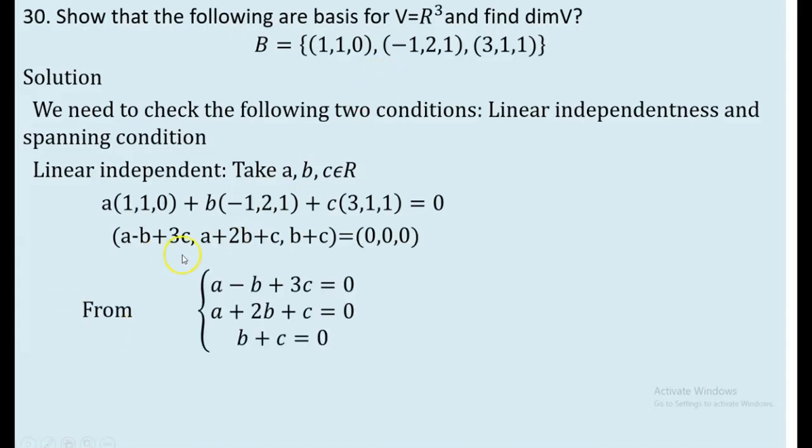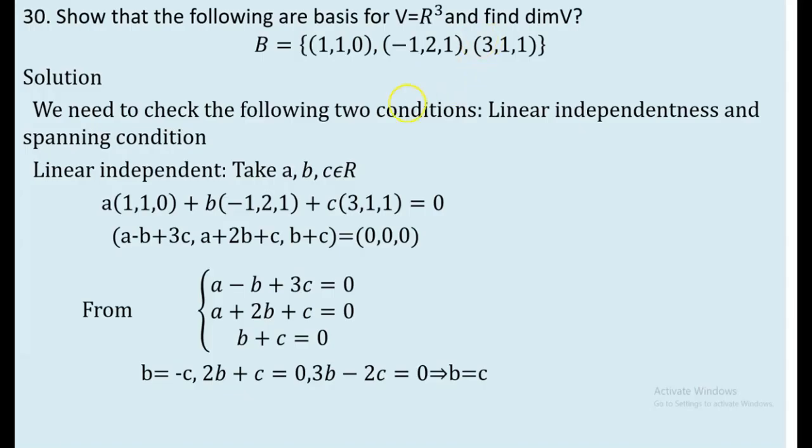Necessarily, a minus b plus 3c, the first entry must match with 0, the second entry must match with the second one, 0, and the third entry must match with the third one. So b plus c is 0. So from this, b is minus c. From the third equation, students, we can obtain simply that b is minus c. And if b is minus c, substitute that minus c in place of b there. Then you are going to have 2b plus c equals 0.